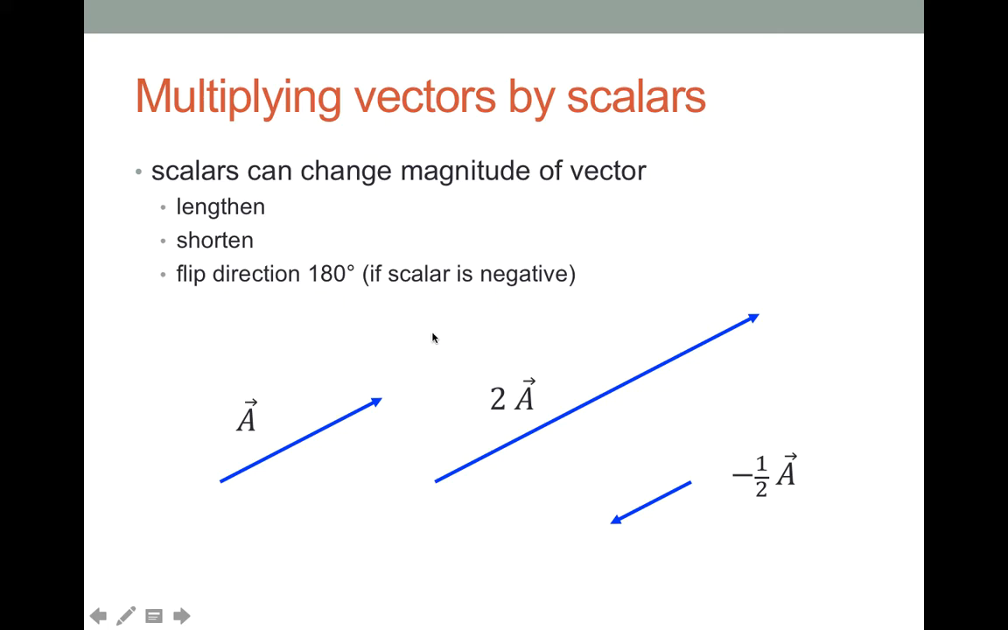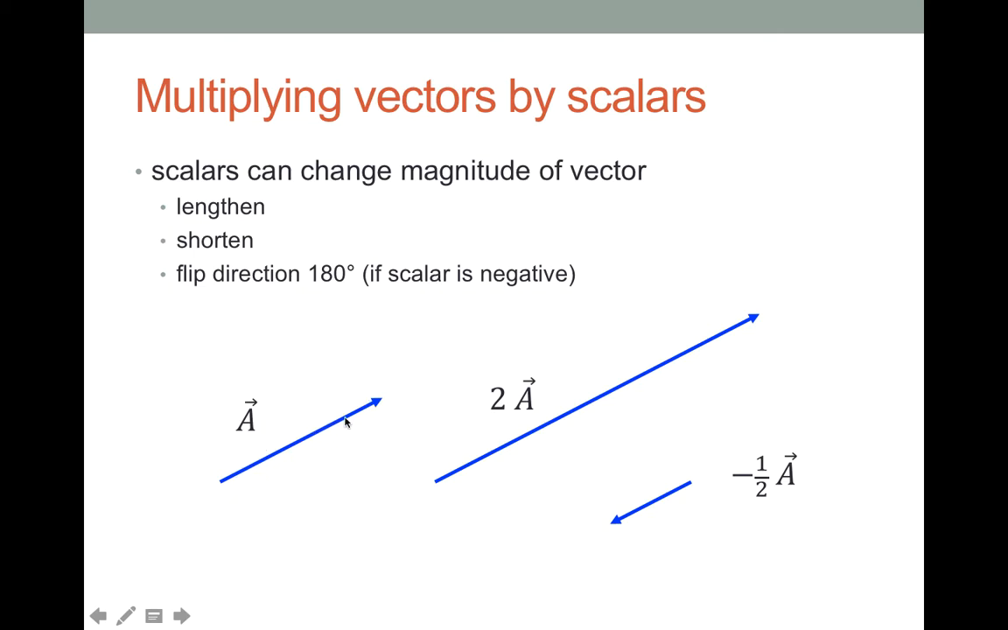Now, that's adding vectors. There are different ways to multiply vectors. One, we can take a vector and multiply it by a scalar. All the scalar does is lengthen or shorten the vector, or if the scalar is a negative number, it'll flip the direction by 180 degrees.